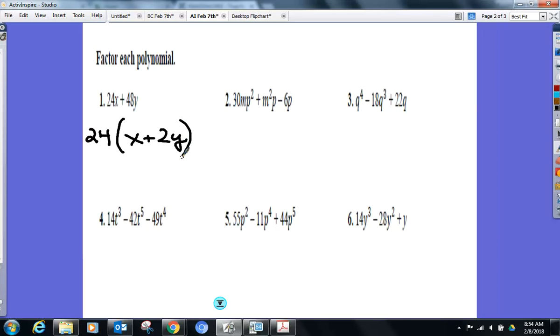If you're nervous, distribute. Anything right now before we keep this train going? 30m squared p minus 6p. All right.